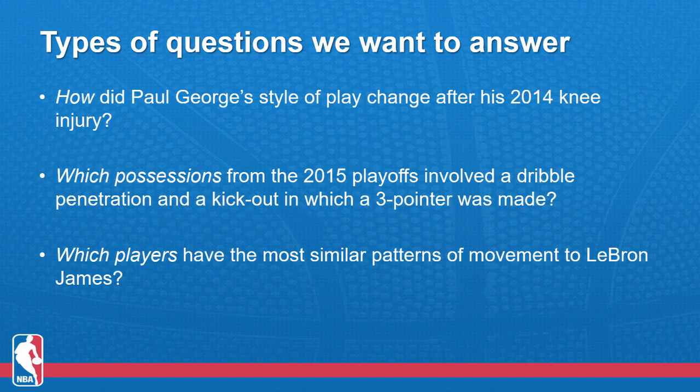Before we began work on our framework, we identified a few types of questions that we would like our framework to be able to answer efficiently and comprehensively. How did Paul George's style of play change after he injured his knee in 2014? Which possessions from the 2015 playoffs involved a dribble penetration and a kickout in which a three-pointer was made? Which players have the most similar patterns of movement to LeBron James, and how can we quantify movement similarity?